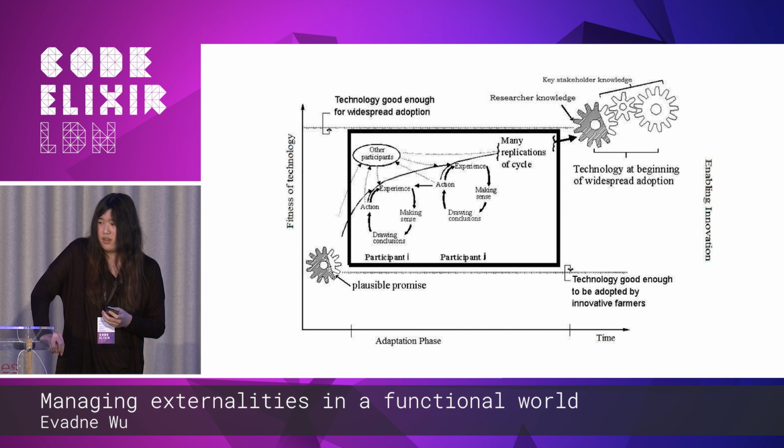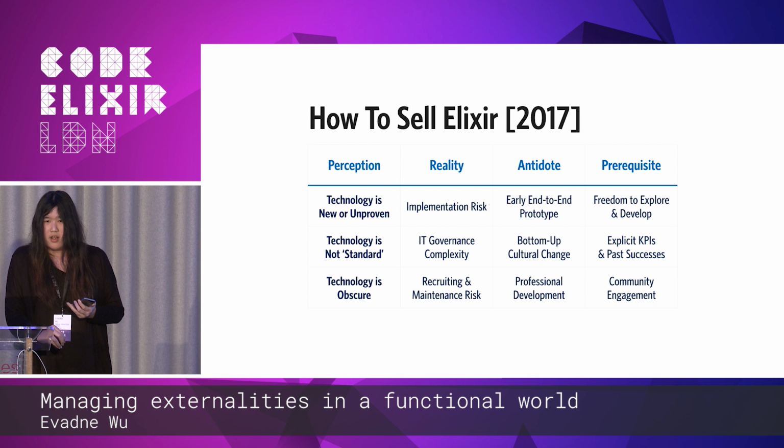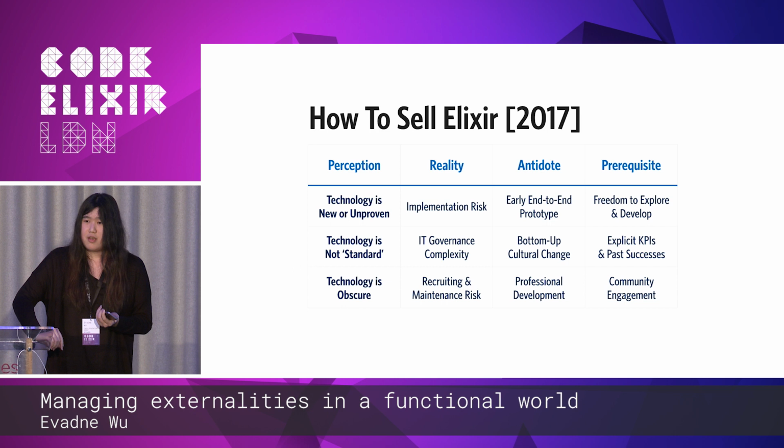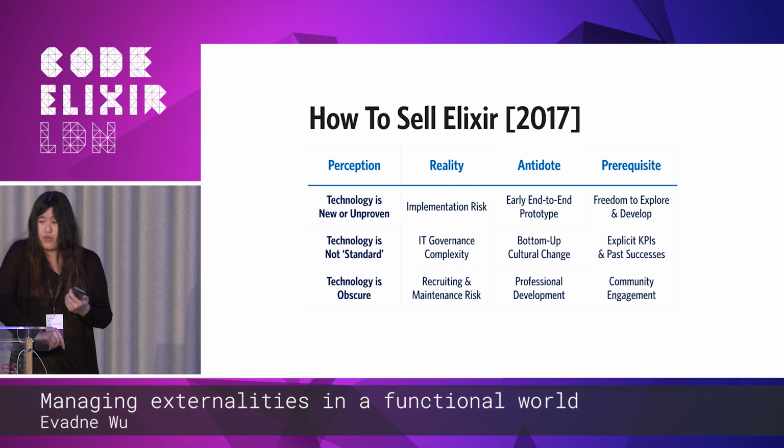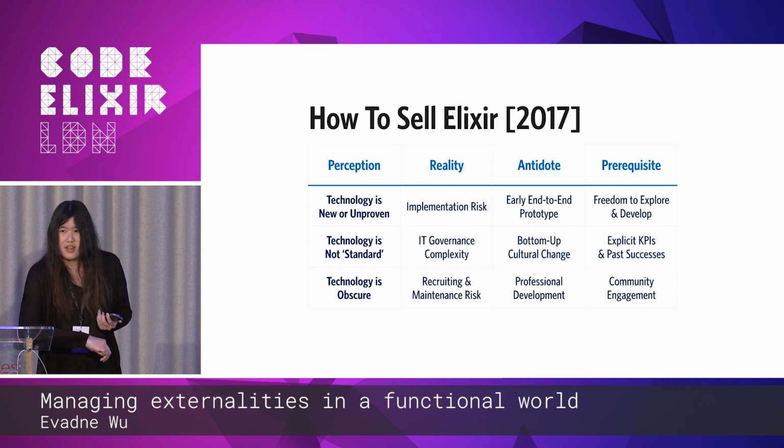So last year, I talked about how to sell Elixir primarily against certain common perceptions that inhibit adoption of Elixir in technical organizations. And I would like to believe that these still stand true today. So if somebody were to say that this technology is new or unproven, then what they really perceive is that there is an implementation risk involved, in that if we go with it, we may not be able to succeed within the amount of time we have.